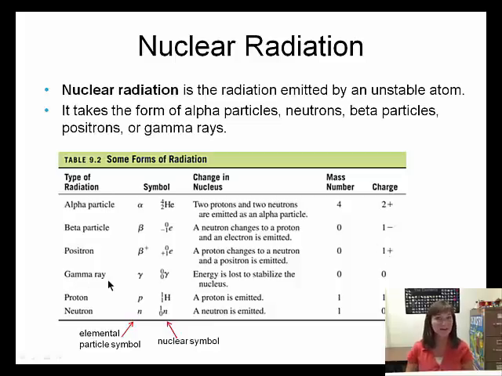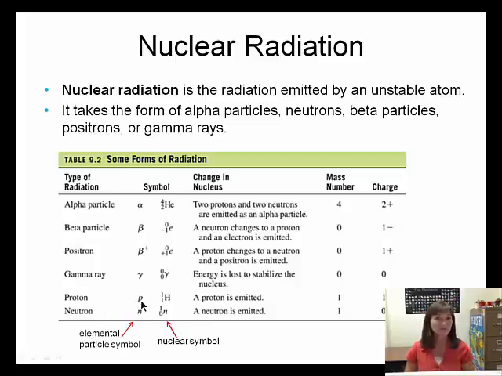Focusing on the gamma ray, this is the lowercase Greek letter gamma. Here would be the nuclear symbol. Basically, gamma is just energy. It's not even considered a particle. So it doesn't have any protons or neutrons, which is why the nuclear symbol would have 0s there. Basically, it's just energy lost to help stabilize the unstable nucleus. Mass number 0, and it has no charge, it's just energy.